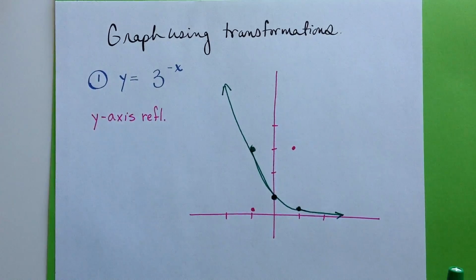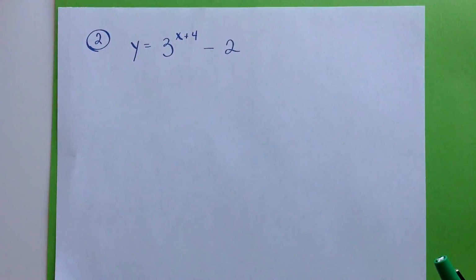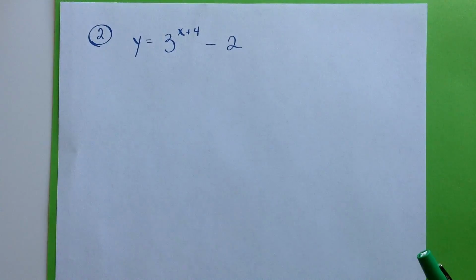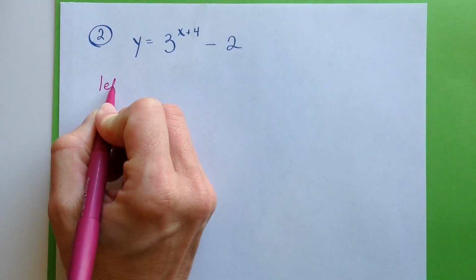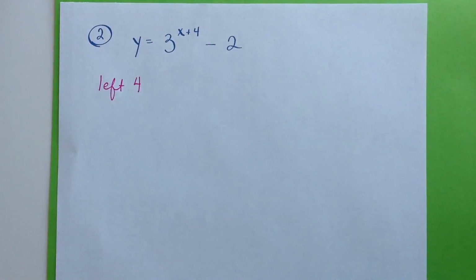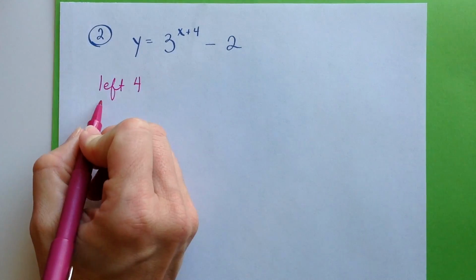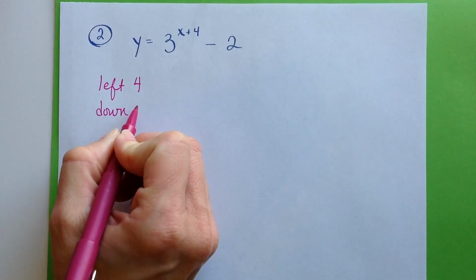Okay, next one we're going to look at. But I'm still going back to the same basic graph because again my base is 3. So I'm going to use those same 3 points that I started with just a few minutes ago. Alright, the transformations that I have here. Having the +4 in the exponent tells you that your graph is going to go to the left 4. And then having the -2 after the exponential tells us that our graph is going to go down 2.